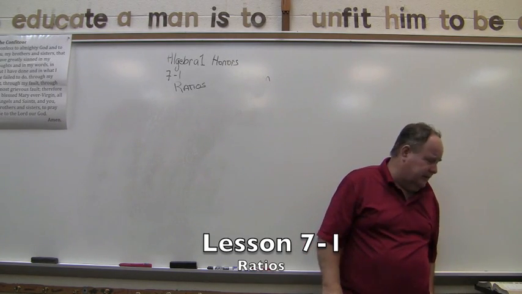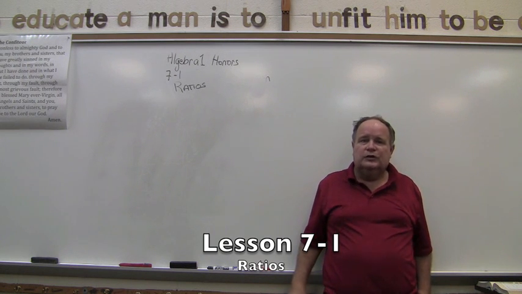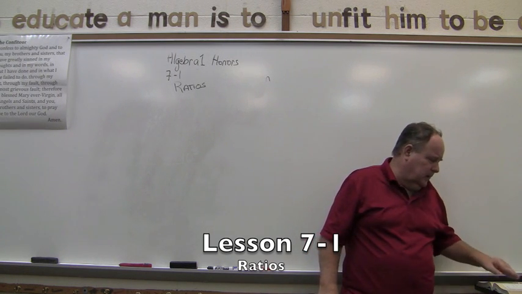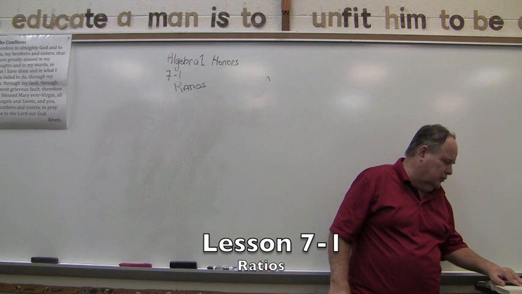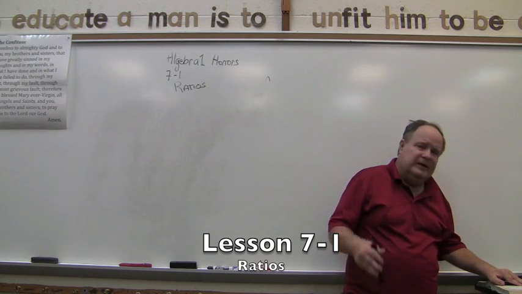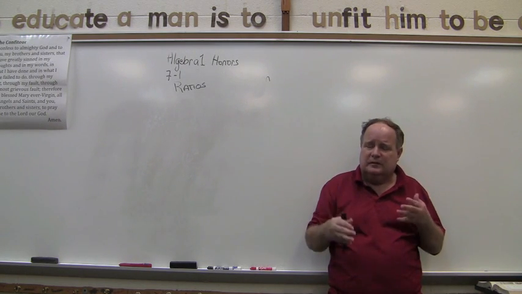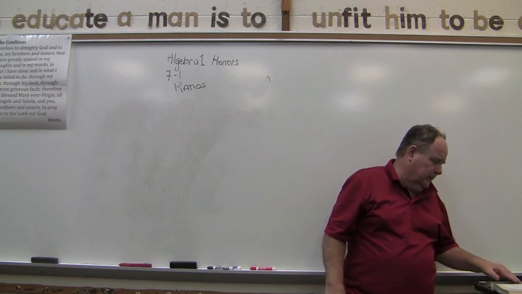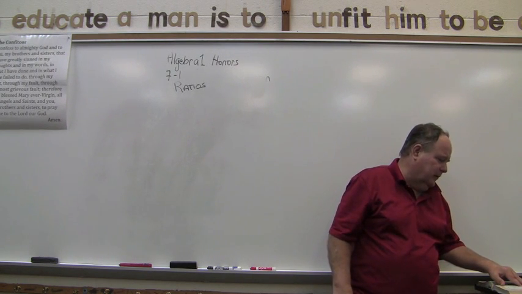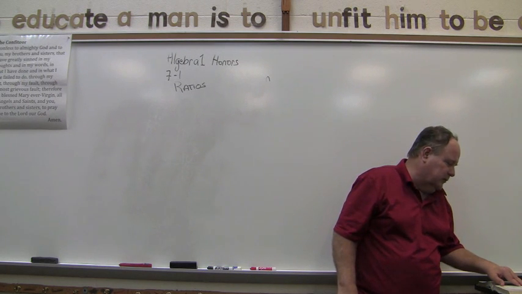This is lesson 7-1, which deals with ratios. Ratios are basically fractions. One number is compared to another number. The ratio of one number to another is the quotient when the first number is divided by the second number, and the second number is not 0.